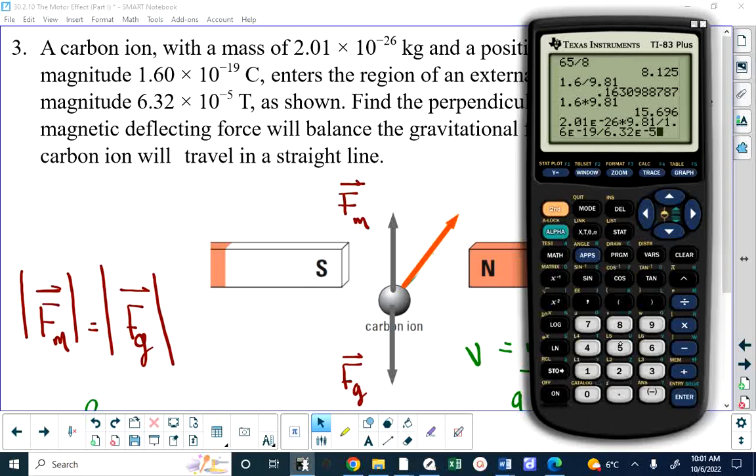2.01 times 10 to the negative 26 times g. I have to divide by the charge and the magnetic field strength. So we're getting that many meters per second, or 1.9 centimeters per second. Any questions with that one? All right.